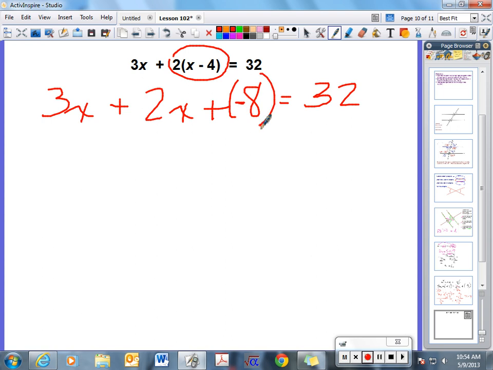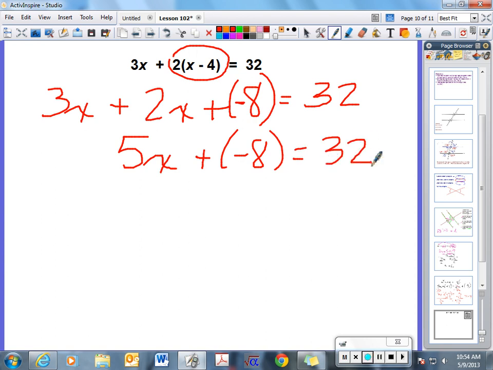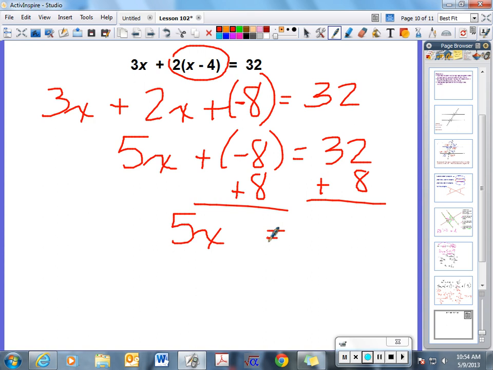So I've got on the left side here 3x plus 2x equals 5x plus negative 8 equals 32. If I'm going to get rid of that negative 8, I need to add 8. Remember, you think of the inverse property, or the inverse operation. All right, that becomes 0, so I have 5x equals 40. If I divide both sides by 5, I come out to be x equals 8.